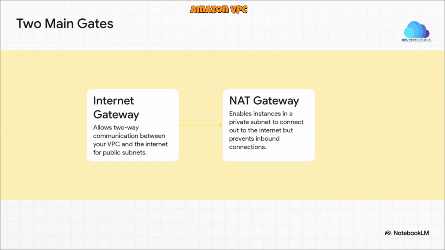Then we have the NAT gateway. Now, this one is clever. It's a special, high-security, one-way gate. It allows your servers in private subnets to go out to the internet, say to download security patches, but it completely blocks anyone from the internet trying to get in. It's outbound only, and it is crucial for security.